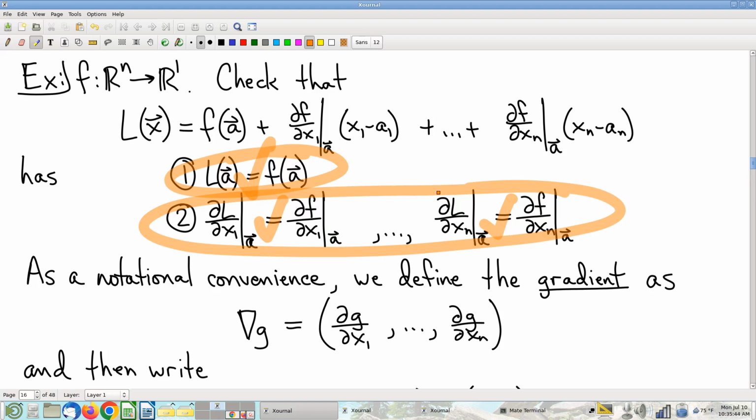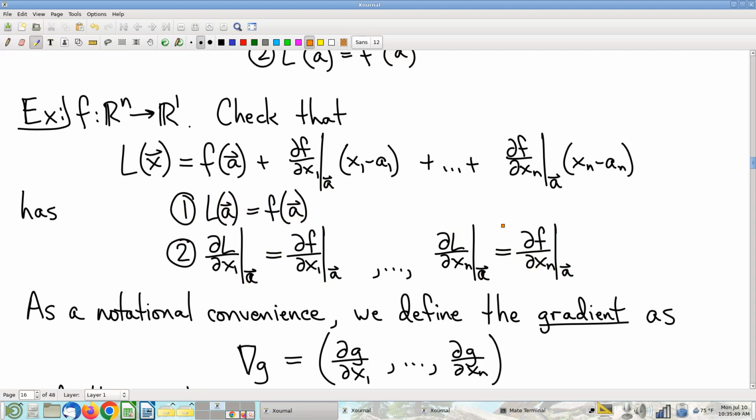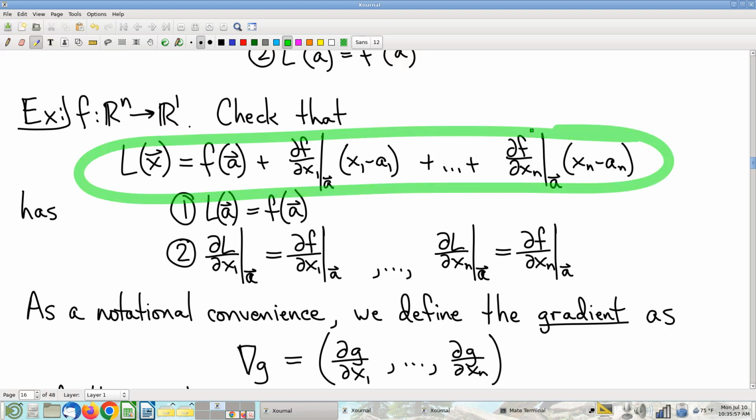Again, it turns out that, as long as nothing bad happens, there are some nasty functions out there that we're basically going to sweep under the rug in this class. But other than nastiness of that sort, here's the function that does it. This is the formula for L. This is called the linear approximation of f.